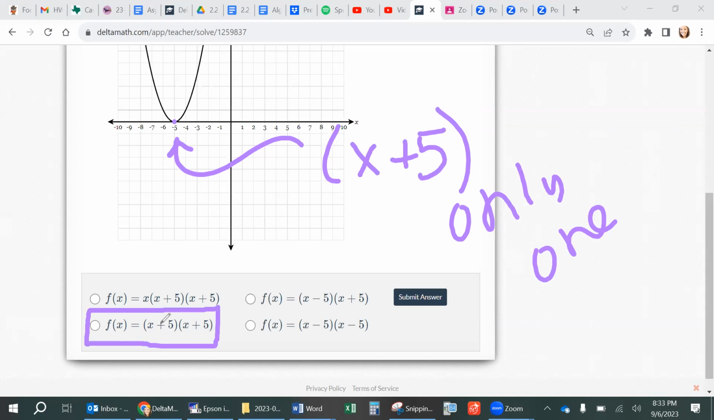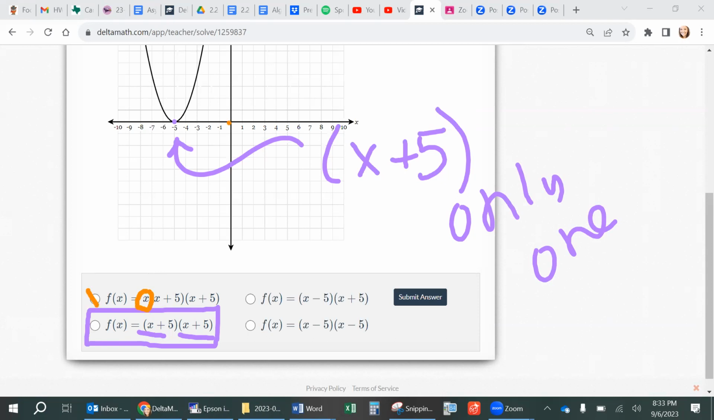Because do you see how both of the terms are X + 5 and it's not giving you any extra answers? Versus, what if the correct answer was this first one? Well, if there's an X on the outside, it's supposed to cross at 0. And I see here that it doesn't.